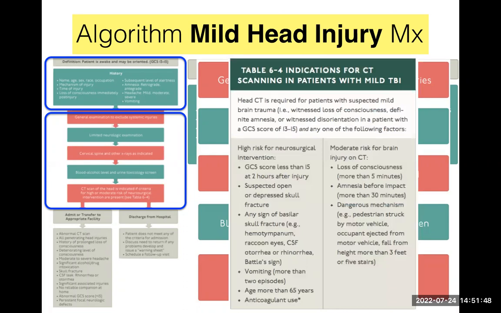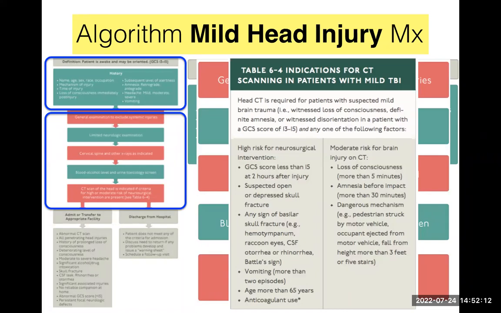Okay, in this table 6.4, it is stated that head CT is required for patients with suspected mild head injury with definite amnesia or witnessed disorientation in a patient with a GCS score of 13 to 15, plus any one of the following factors in high risk or moderate risk group.